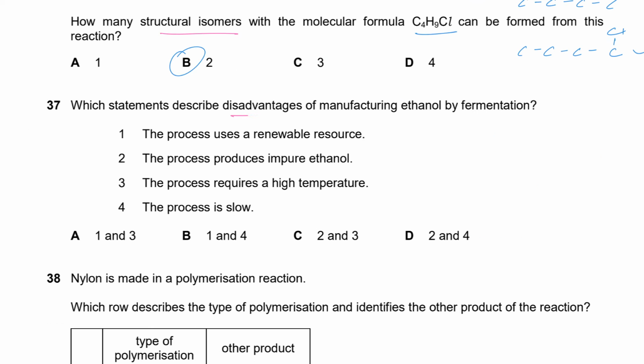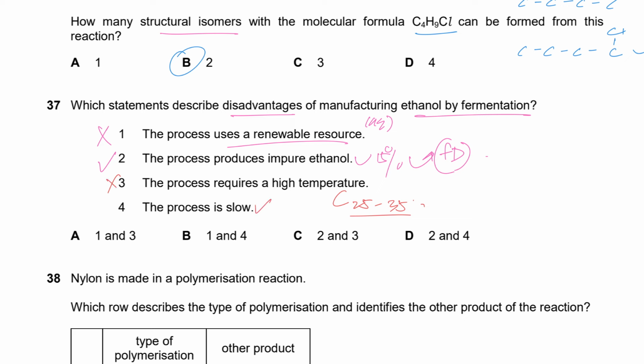Describe the disadvantages of manufacturing ethanol by fermentation. Uses renewable resource, that's an advantage. Produces impure ethanol, yes, because it only produces 15% ethanol, and the rest is because you've added water to the glucose at the start, right? So you need to fractionally distill it later on to separate water and ethanol. The process requires high temperature? No, it's about 25 to 35 degrees Celsius, so it doesn't require high temperature.